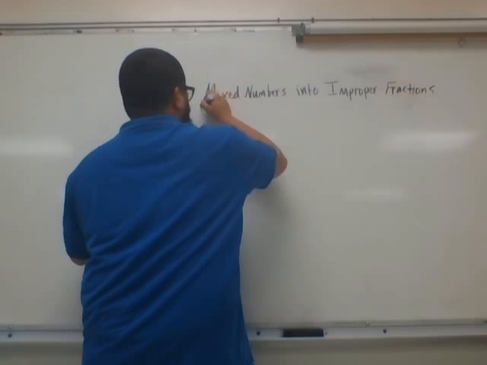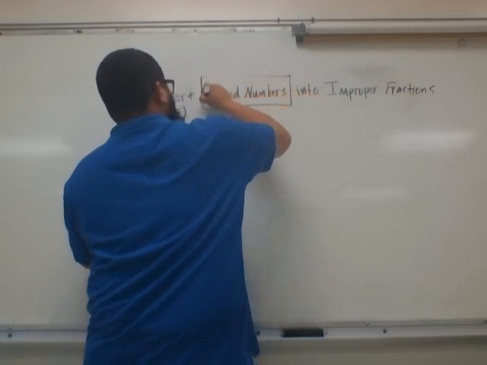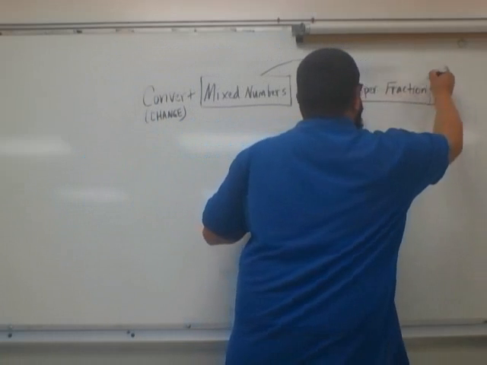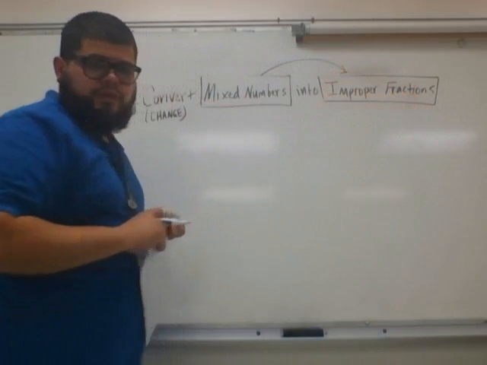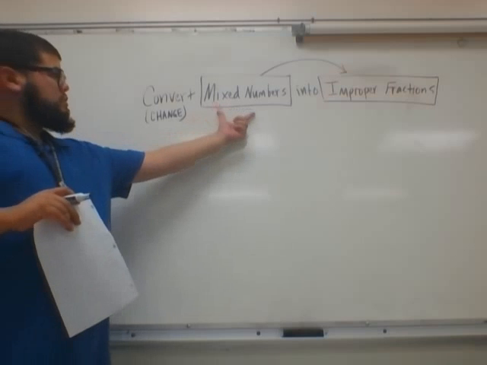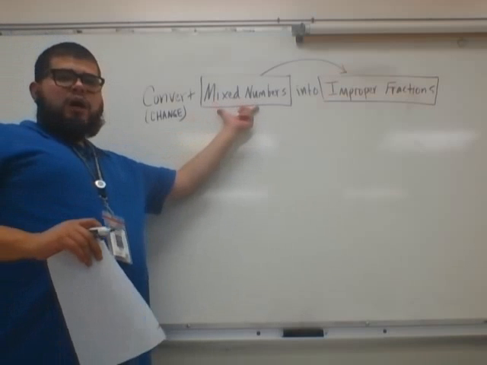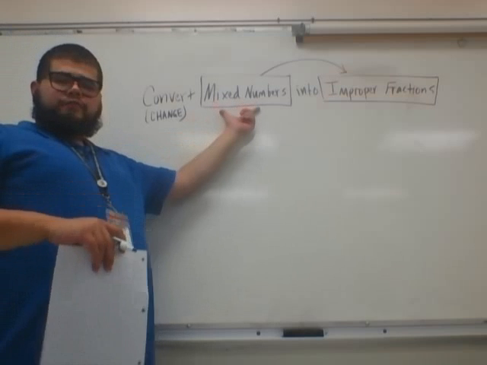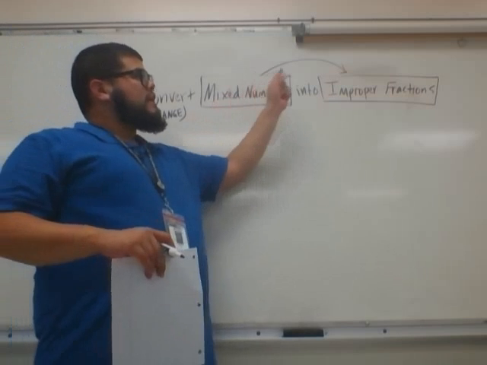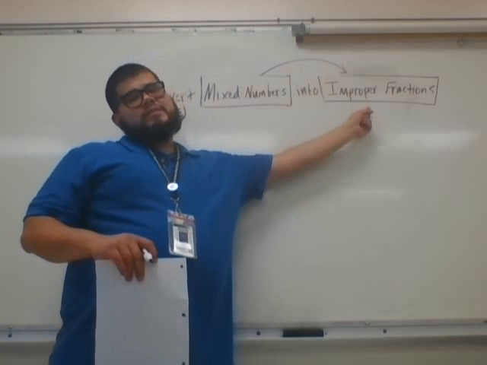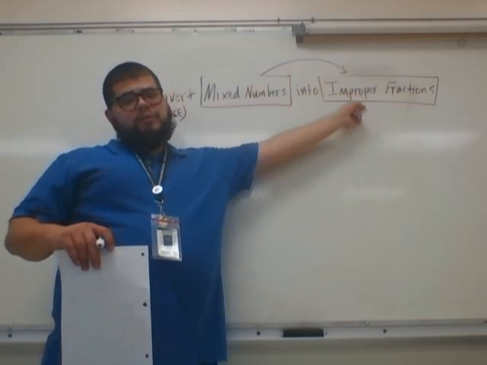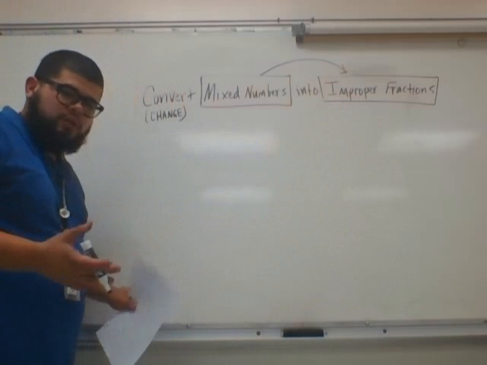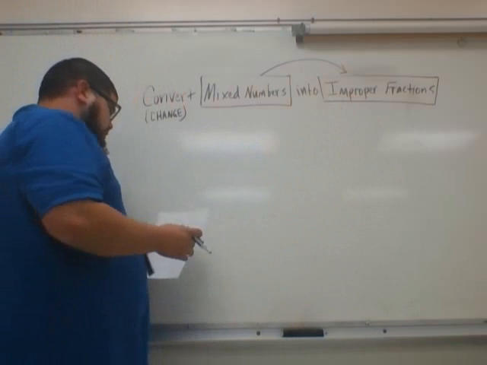Okay, so we're going to go from mixed numbers, which again, remember, is a combination of a whole number and a fraction. We're going to change that into an improper fraction. Remember, if it's bigger on the topper, it must be improper. When I say topper, I mean the numerator. If the numerator is greater, then it must be improper.